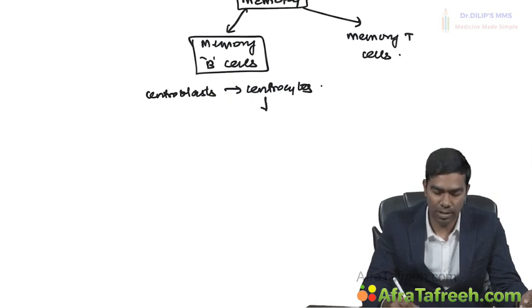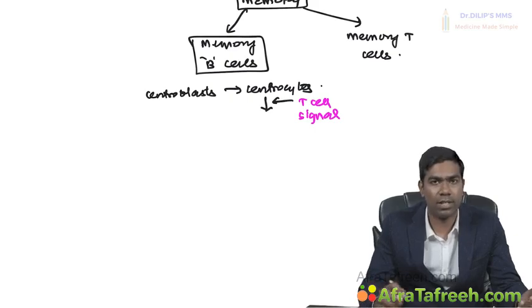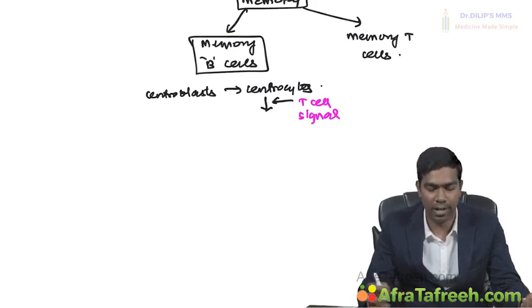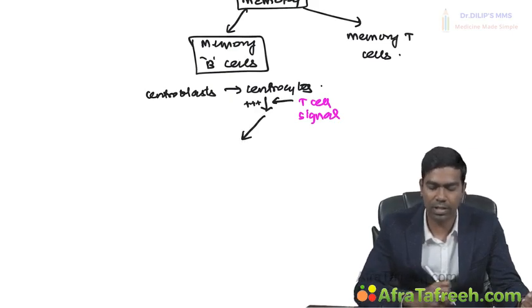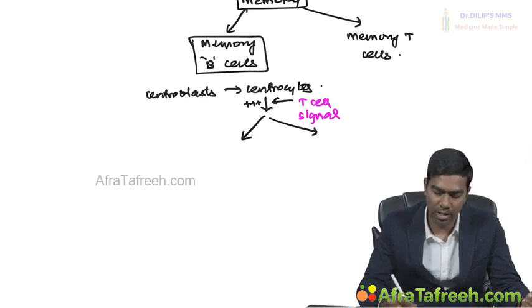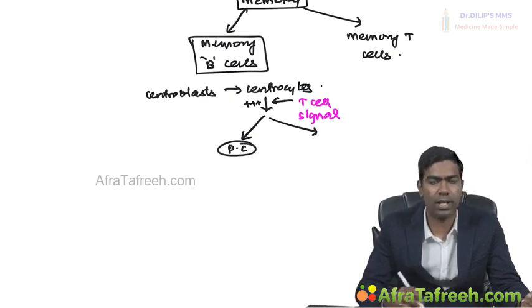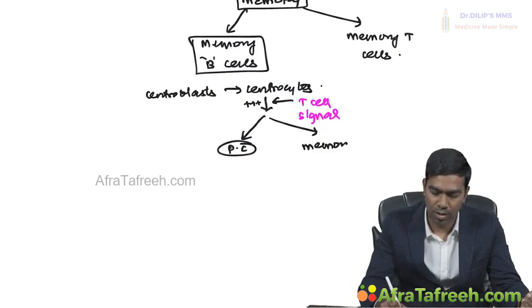These centrocytes initially, by the CD40-40 ligand interaction by the T cell, receive a survival signal from the T cell. That's CD40-40 ligand. All these things we discussed in the previous video. CD40-40 ligand interaction, T cell signal will be there. And based on the survival stimulation by the T cell signal, they can go into either antibody secreting plasma cells, or they can go into memory cells, memory B cells.